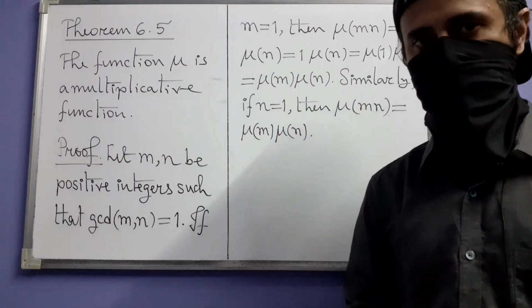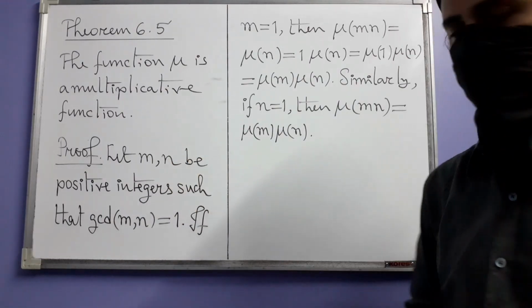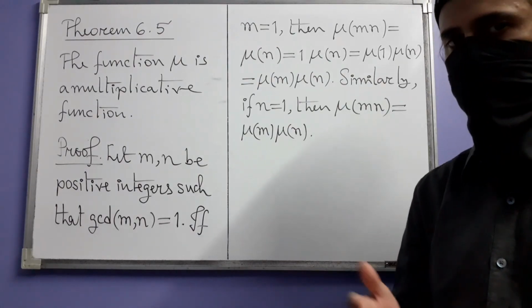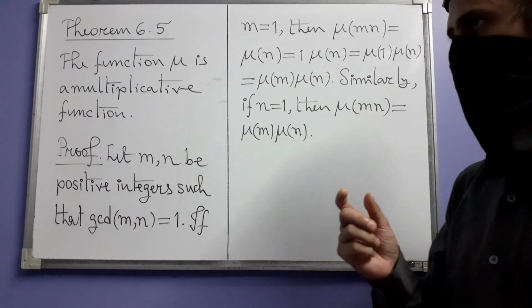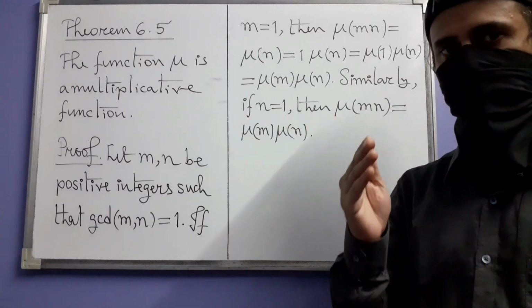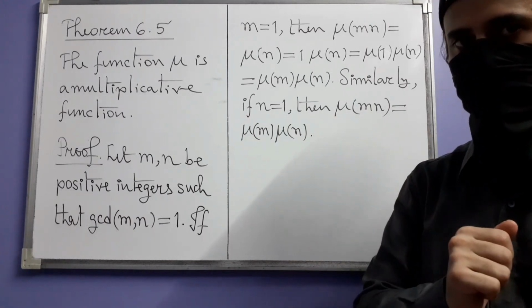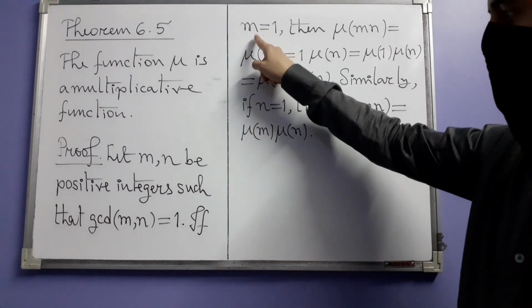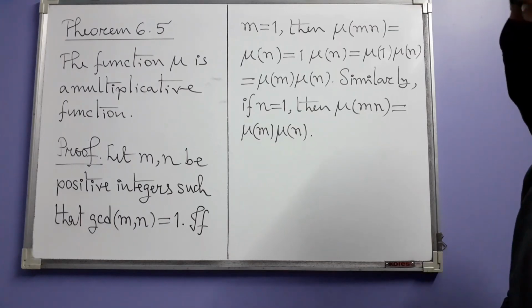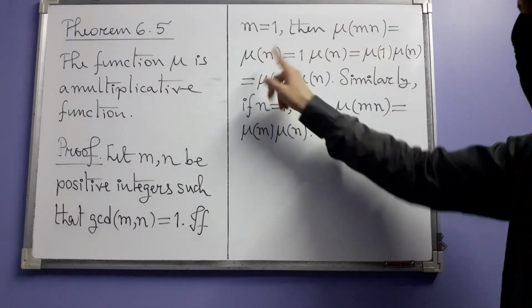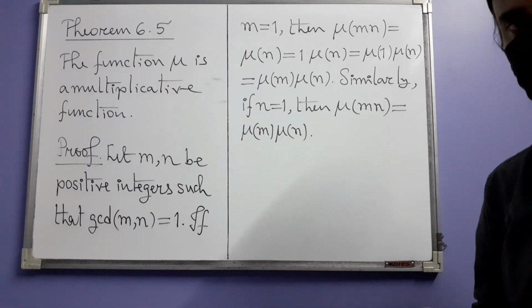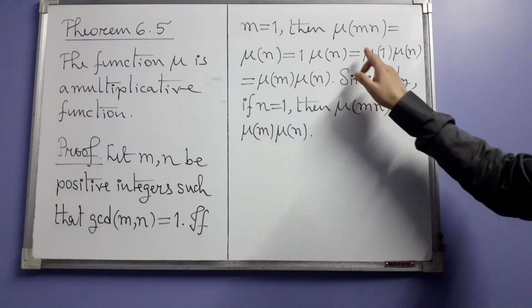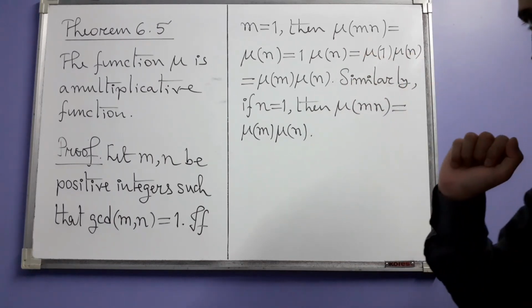The proof is going to start by considering two positive integers m and n, which are relatively prime. You already know what we need to do. We need to prove that mu of mn is equal to mu of m times mu of n. So let us first see the easy cases. What happens if m is equal to 1? In that case, mu of mn would be equal to mu of n because mn is equal to n, m is 1, which you can write as 1 times mu of n, and 1 is mu of 1, and then we have mu of n.